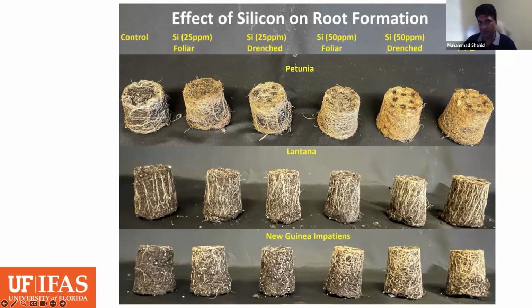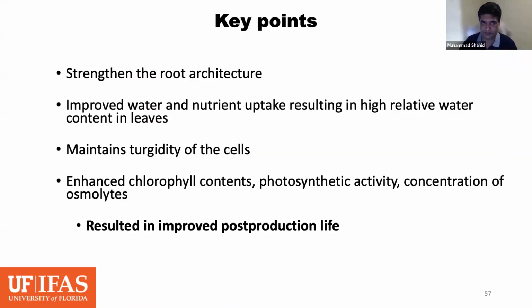If you compare between the treatments, you can see the 50 parts per million root application and the 25 parts per million root and foliar application. Here you can see how many more roots there are in the case of Petunia, and the same in the case of Lantana and New Guinea impatiens. This is a clear indication of the impact on root architecture, and that's the reason they are holding more water. They are facilitating more nutrient and water uptake into the plants.